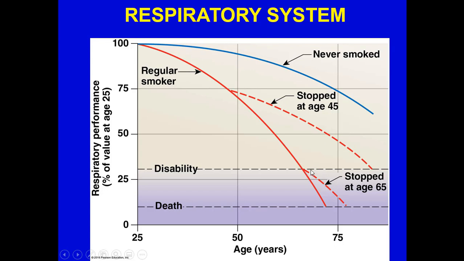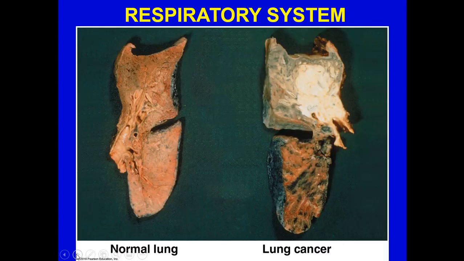Notice if you've stopped at 65, you may have some reduction in the loss proportion. The slope declines a little, but it's not the same. Interestingly enough, on average, if you put an estimate of about 60, that is when you start getting into disability as a result of the smoking.